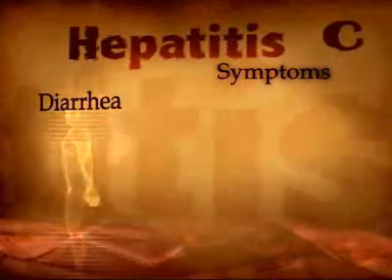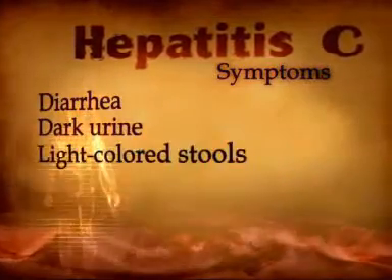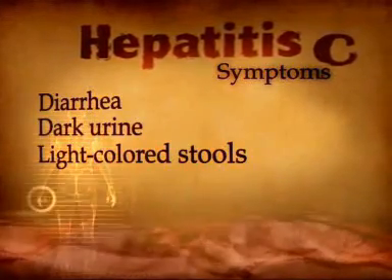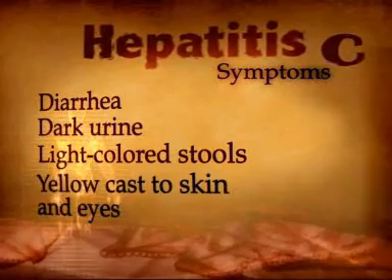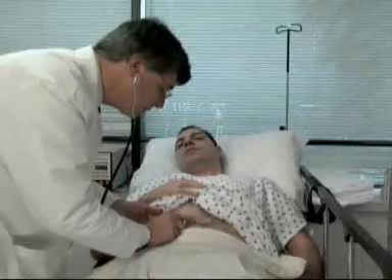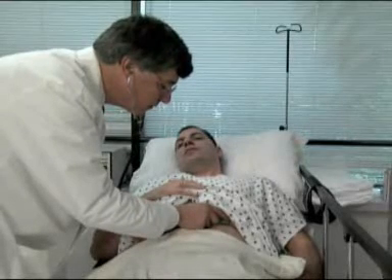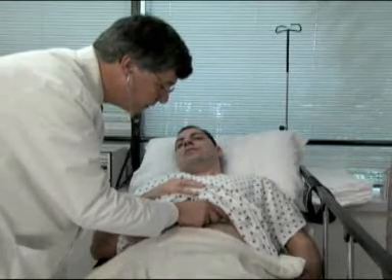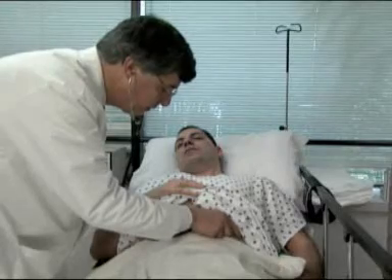Some patients may have diarrhea, dark urine, and light-colored stools. Some may develop a yellow cast to skin and eyes called jaundice. But a lack of symptoms doesn't mean this quiet killer isn't hard at work inside the body.